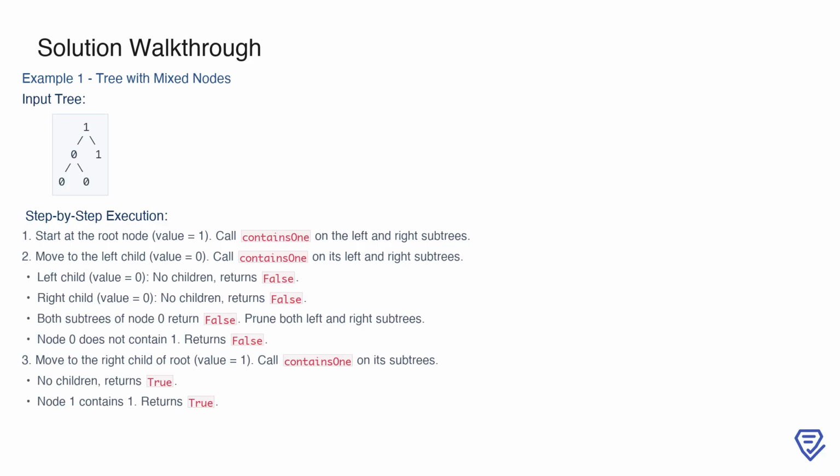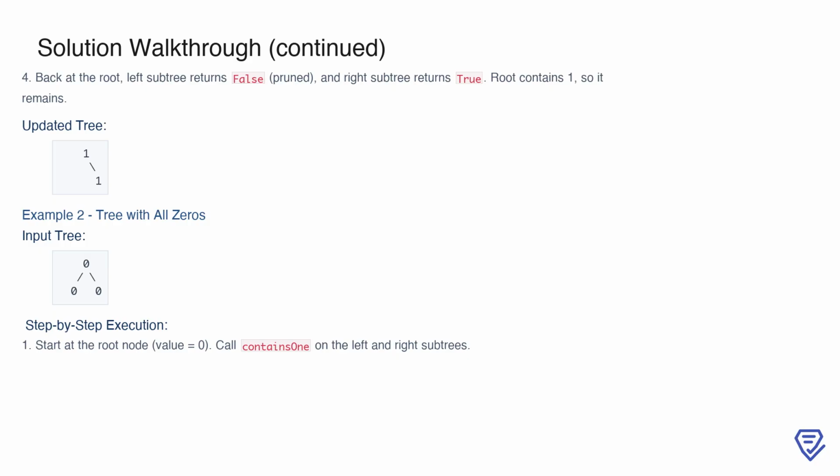Next, we move to the right child of the root, which has a value of 1. Since it has no children, it directly returns true, indicating it contains a 1. With this information, we see that the left subtree of the root is pruned while the right subtree remains intact. The root node itself contains a 1, so it is preserved in the final tree. Now, after processing the root node, the updated tree retains the root and its right child only. The left subtree has been completely pruned since it did not contain any 1s.